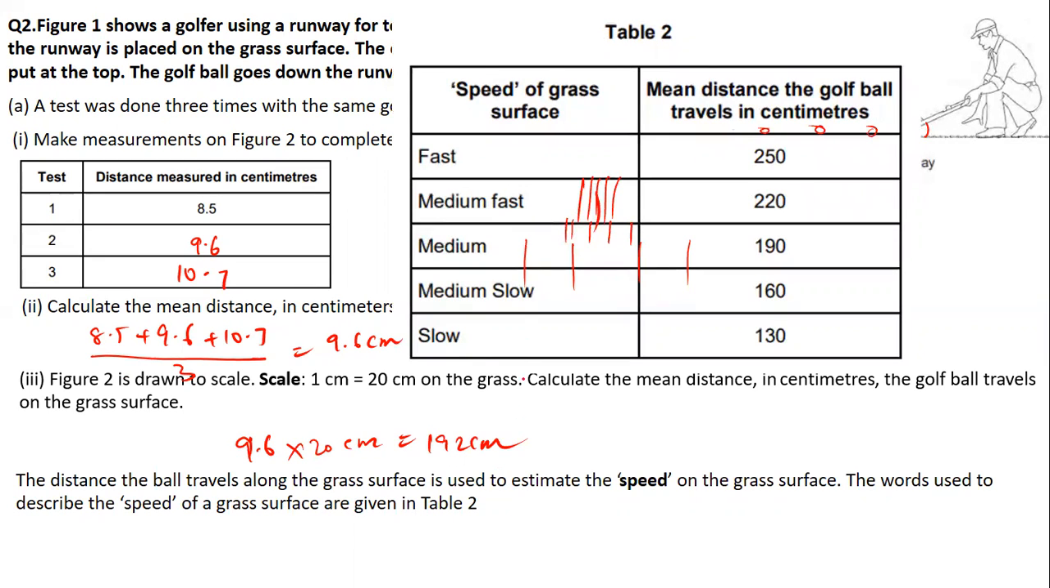The time is not given. So the speed is given over here. You need to tell which of these terms would be better to explain it. Can we use medium fast, medium slow? Which term would be relevant to describe the speed of it? It could be medium. Medium is 190, right? Medium fast is 220. Until the ball achieves this, you cannot say it's medium fast, right?